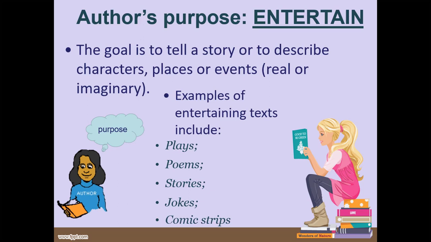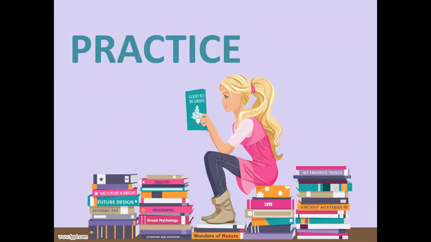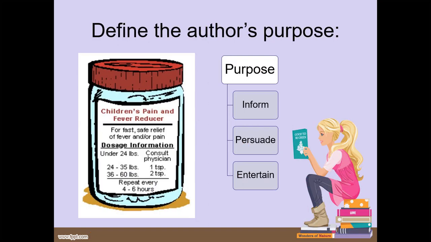So now we have analyzed all three categories of author's purpose. Now it's time to practice. The first task that you are going to do is, please define the author's purpose looking at the label of the bottle. Here, information about children's pain and fever reducer medicine is provided on the label of the bottle. Please think about what the author's purpose is here.